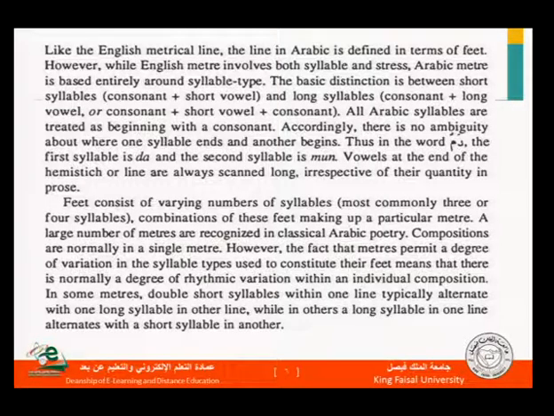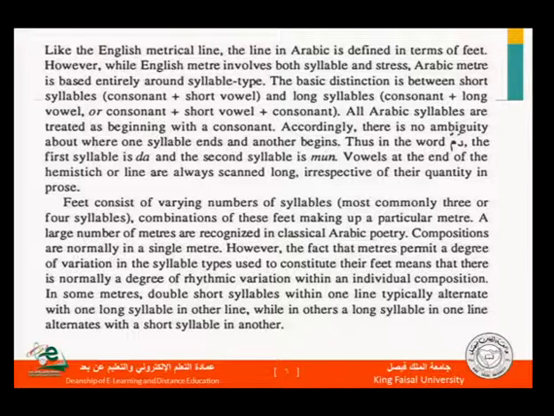Let's see. However, while English meter involves both syllable and stress, Arabic meter is based entirely around syllable type. The basic distinction is between short syllables, consonant plus short vowel, مقطع قصير, and long syllables, consonant plus long vowel, or consonant plus short vowel plus consonant. All Arabic syllables are treated as beginning with a consonant. Accordingly, there is no ambiguity about where one syllable ends and another begins.